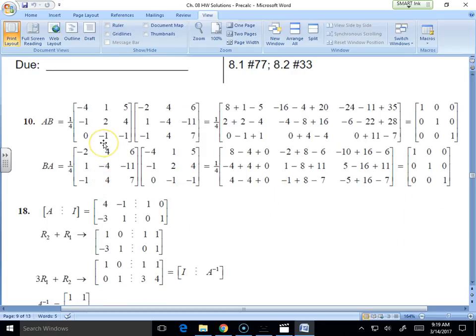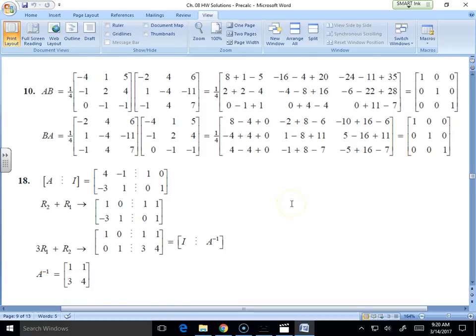Number 10 for 8.3. Multiplying A times B. If I were you, I would have left out the 1/4 until the end. You do get the identity matrix going A times B and going B times A. Long story short, number 10 is a yes. They are inverses of each other.